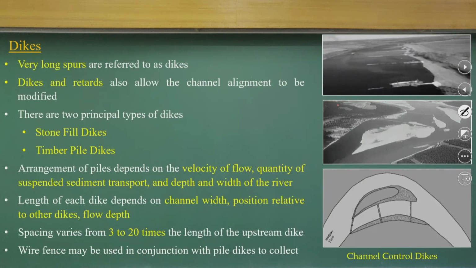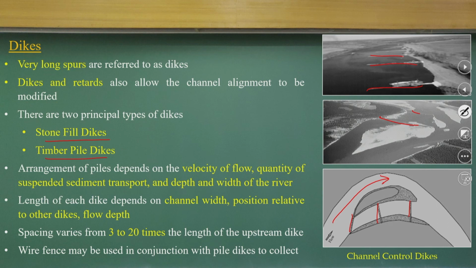Now, we also have dikes, stone-filled dikes and timber dikes, and you can see these flow controlling structures that are constructed. You can see in photographs the series of dike structures. Nowadays it is easy to see the dike structures in any of the satellite imageries.